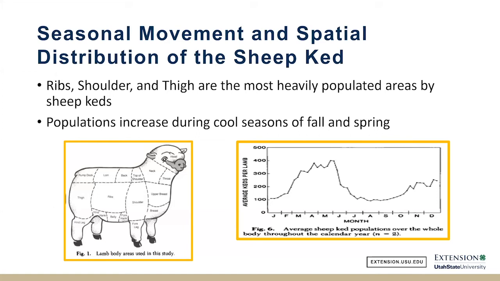So the populations fluctuate depending on the time of year. These populations increase during cool seasons, in fall and spring. So we can see that in those cool seasons, these sheep Ked populations start increasing in February, March, April, May, June, and then during June and July, when those summer months start getting really hot, these populations decrease.